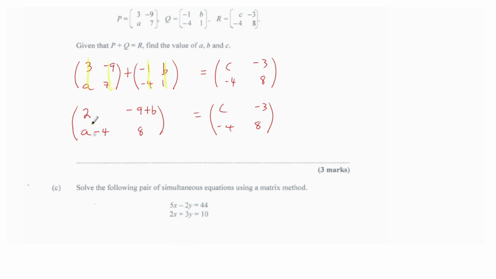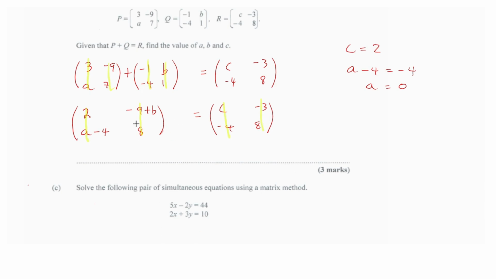It's important to note that this column now is equal to this column. Therefore, we have C equals 2. And also we have A minus 4 equals minus 4. So from this we can see that A, we add 4 both sides, therefore A is 0. So this column now should equal this column. So let's annotate this.